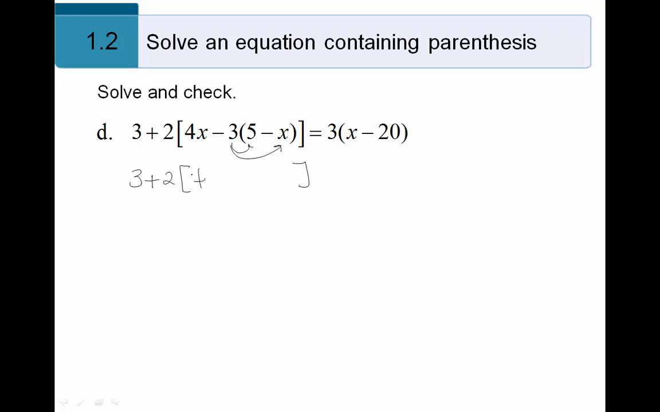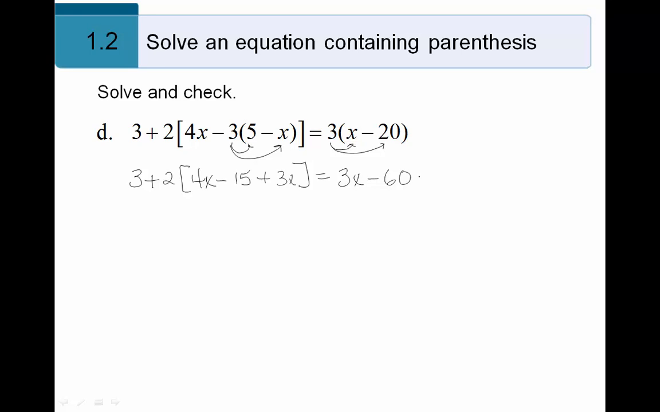Inside the bracket, the 4x won't change. And let's go ahead and distribute negative 3. Negative 3 times positive 5 is negative 15. Negative 3 times negative x is positive 3x. On the right-hand side, we can eliminate the grouping symbol by distributing positive 3. Positive 3 times x is positive 3x. Positive 3 times negative 20 is negative 60.